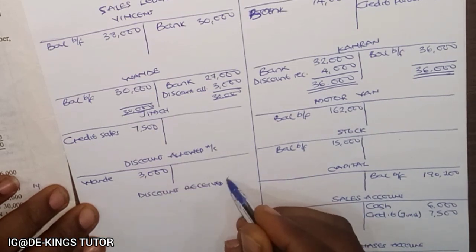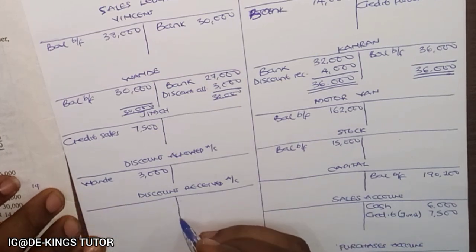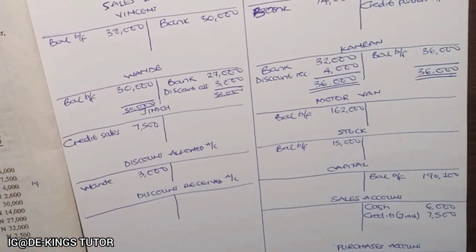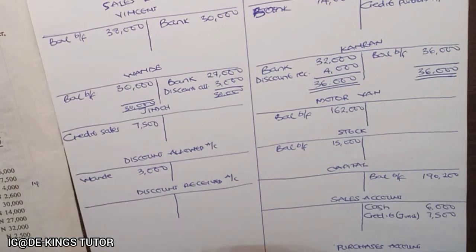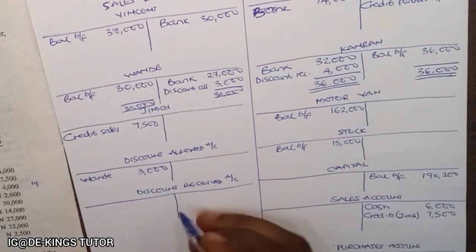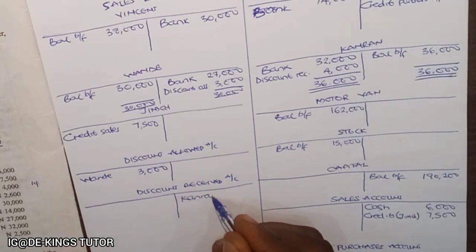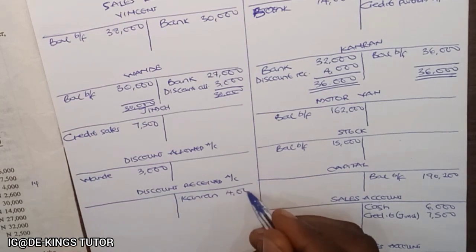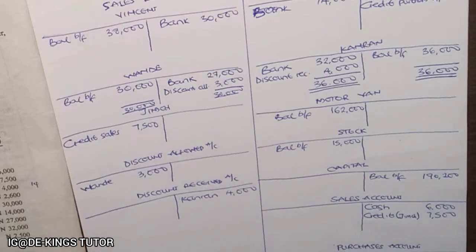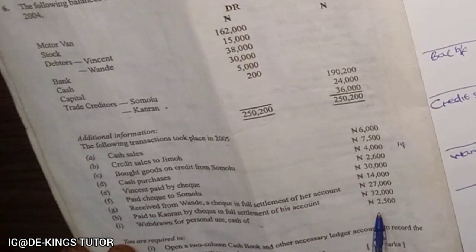So our discount received account. Okay, so this is a kind of receivable account. From here, we have the debit here. The corresponding entry will come here on the credit side, and it will be 4,000. Okay, so the next one said, withdrawn for personal use, cash, 2,500.